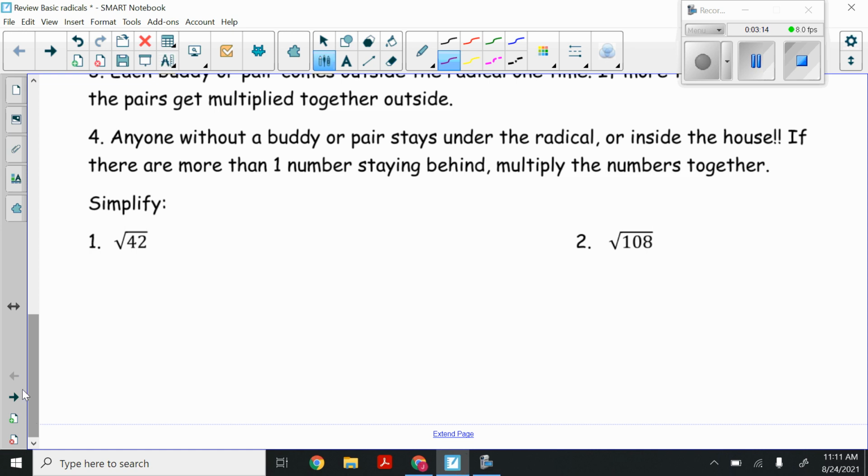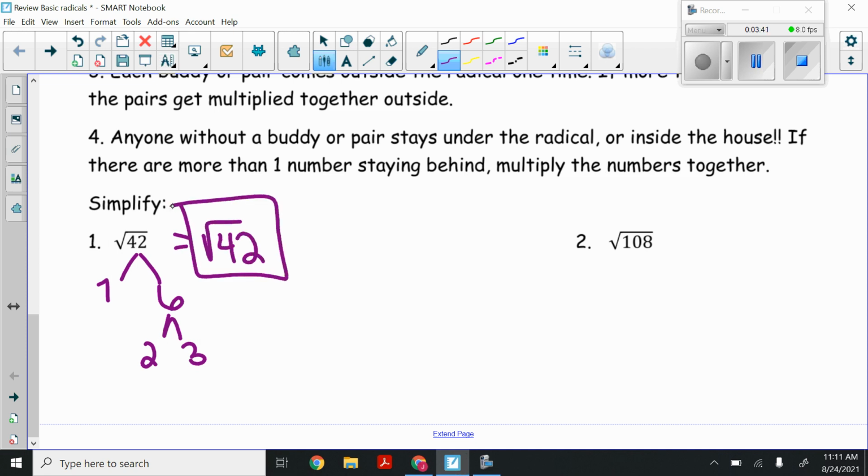So number 1, the square root of 42. We're going to just start breaking it down by its factors. What can I multiply together to get 42? 7 and 6. What can I multiply to get 7? Just 1 and 7. So that is down as much as it can go. 6, I can break that down to 2 and 3. I can't break down anything else, so I have a 7, a 2, and a 3. None of them have pairs or buddies, so this is already simplified. The square root of 42 is as much as I can take.